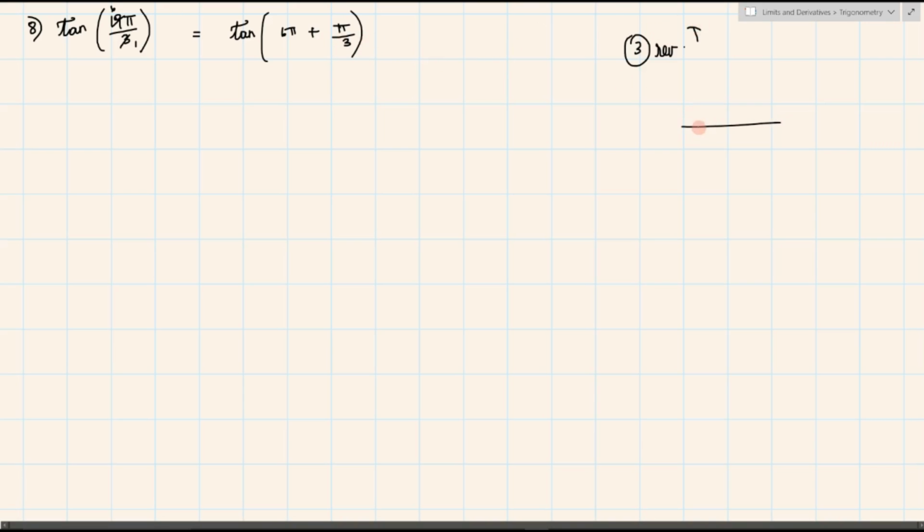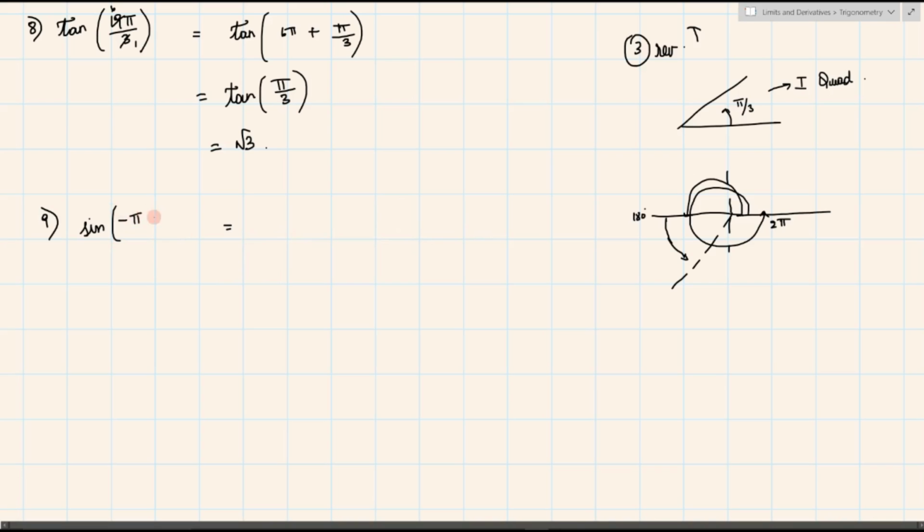We'll be completing 3 revolutions here, and then we'll be moving in the positive direction by 60 degrees, that is pi by 3. So this is in the first quadrant. Since in the first quadrant all the functions are positive, there is no need to worry about the negative sign. So we'll have tan of pi by 3, that is nothing but root 3.